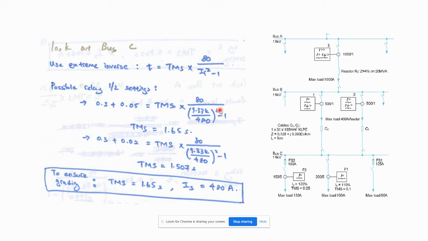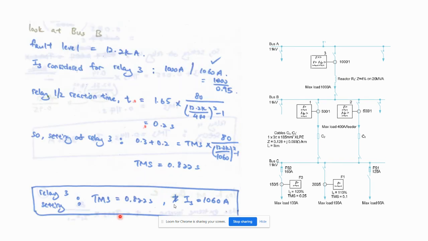If a particular fault strikes, then relay 1 and relay 2 will trigger the protection system to trip feeder 1 and feeder 2 when a particular fault happens at bus C. So therefore, TMS and IS are the two most important pieces of information that any relay needs to determine its reaction time when a particular fault happens. Okay.